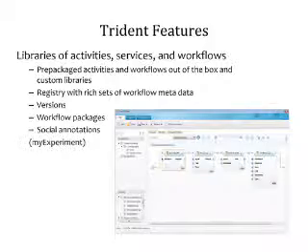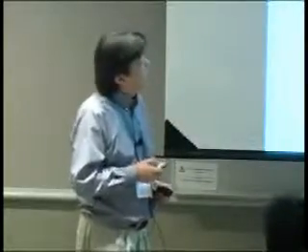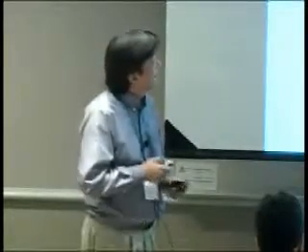Out of the box, Trident comes with prepackaged libraries and activities. We realize we are not going to cover everything, but out of the box, we have these. You can use them as sample reference implementations, and you can modify them and extend them. Most importantly, you can add additional libraries. We have a framework, and you can build your own libraries. And because we have a registry with a rich set of workflow metadata, this allows users to add additional metadata to the workflow. For example, out of the box, we do versioning, and if you don't like it, you can modify it too.